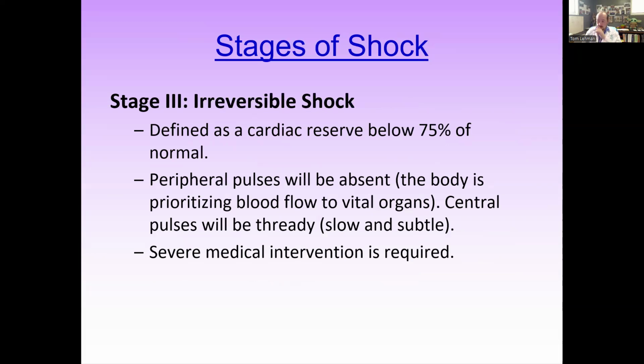Stage 3 is called irreversible shock. Now, I don't love the name. You can still survive it, but things are really, really bad. You're below 75% cardiac output. Well, that should be a cardiac output of below 75%. I will fix that. And so with a cardiac output below 75, now you're going to basically shut off the limbs. You won't feel a peripheral pulse. You might feel a small central pulse, but now to the point that you are completely ischemic of limbs. Severe medical intervention is required because you're going to start having infarction of tissues as long as you stay in irreversible shock, and that's going to then collapse the rest of the system.